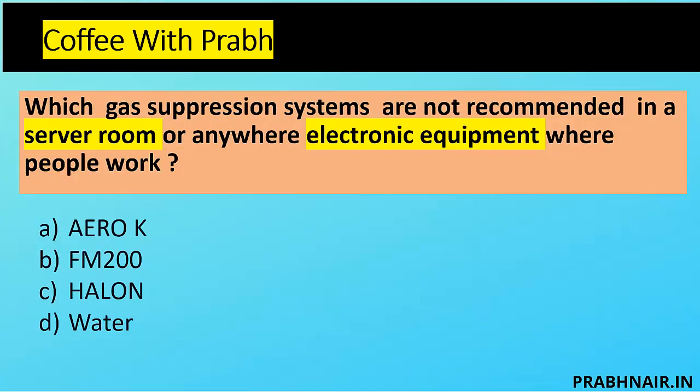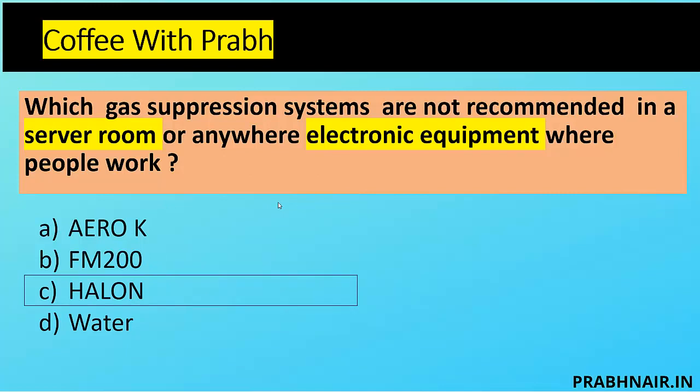Which gas suppression systems are not recommended in a server room or anywhere with electrical equipment where people work? The keywords are people work, server room, electrical equipment. Water is definitely not a choice, that is removed. Okay, but water is required for survival. Aero-K and FM200 both are basically approved as per the EPA. What is not approved, which is more hazardous, is basically Halon. That's why the answer is C for Charlie, Halon.